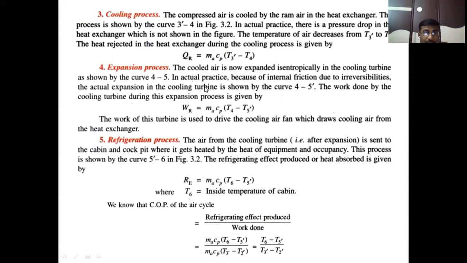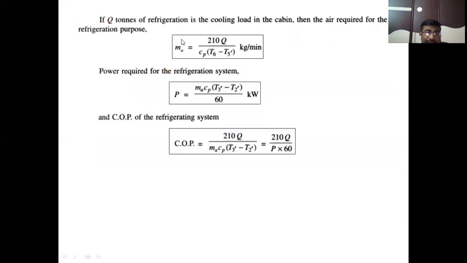Of course, the work produced by the turbine is also there, but this work is not utilized to run the compressor. It is only used to run the air fan, to draw the air from the heat exchanger. Clear, students? From this, MA and Cp cancel, and the remaining equation, (T6 minus T5 dash) divided by (T3 dash minus T2 dash), is used to calculate the COP of this simple air cooling system.